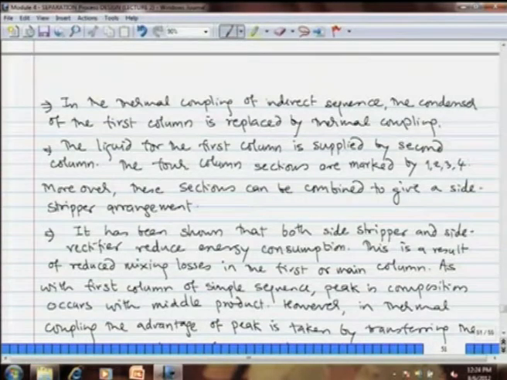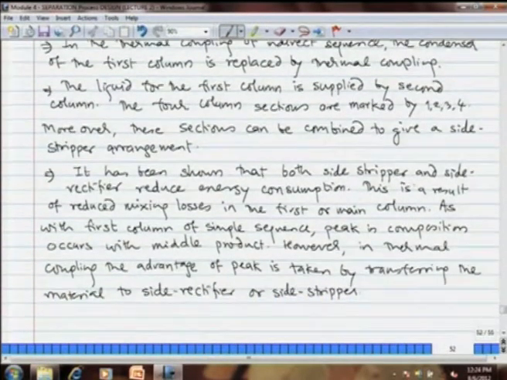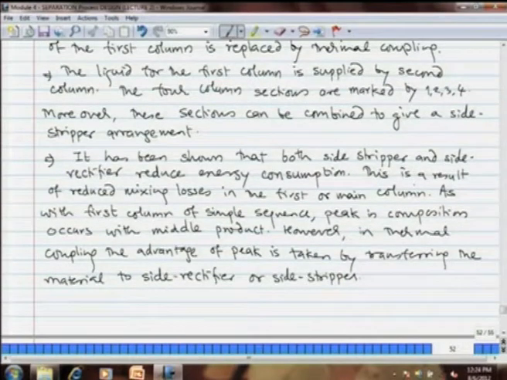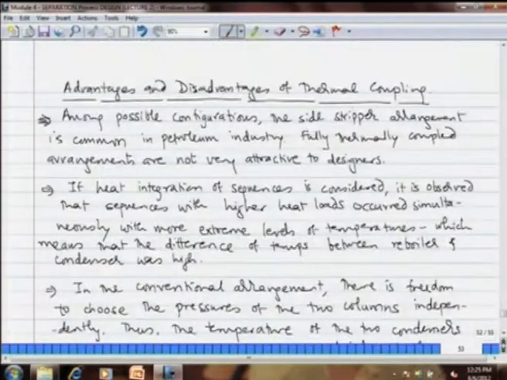It has been shown that both side stripper and side rectifier reduce the energy consumption, and this is a result of the reduced mixing loss as we have seen earlier in the first and main column. As with the first column of simple sequence, the peak in composition occurs with the middle product. However, in a thermal coupling, the advantage of the peak is taken by transferring the material to side rectifier or side stripper. Now, the question comes, if these columns have so many advantages, should they always be used? But there are certain limitations.